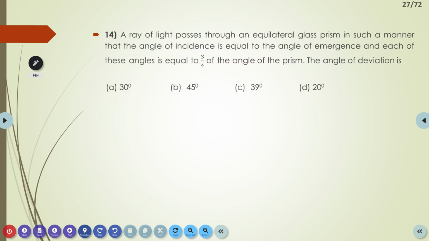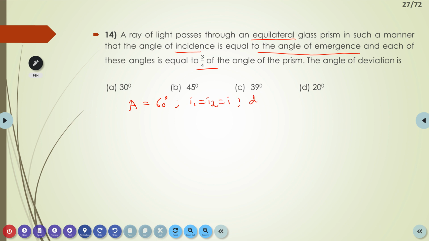Next. A ray of light is passing through an equilateral glass prism in such a manner that the angle of incidence is equal to the angle of emergence. Remember, whenever the angle of incidence equals the angle of emergence, it must be a minimum deviation. And these angles are equal to 3/4 of it. Which kind of prism here? Equilateral prism. Equilateral means A equal to 60 degree. And here I1 equal to I2 equal to I.